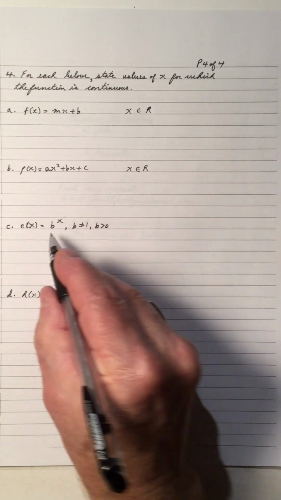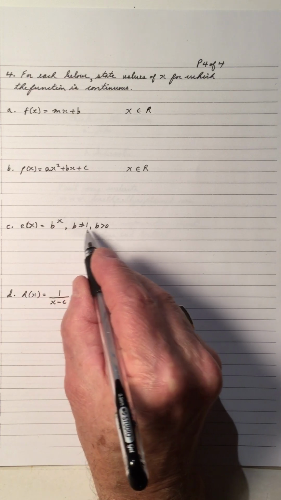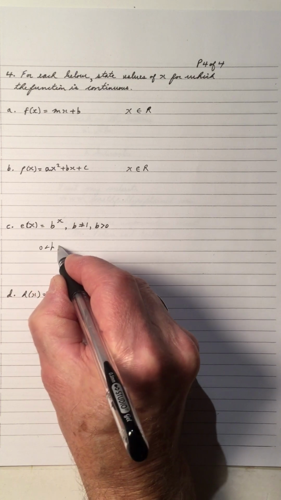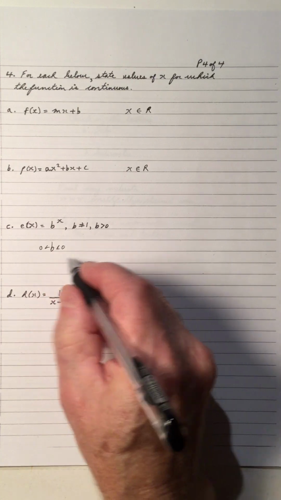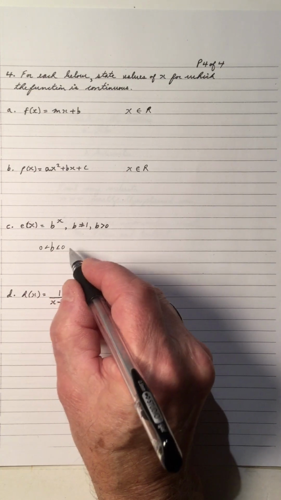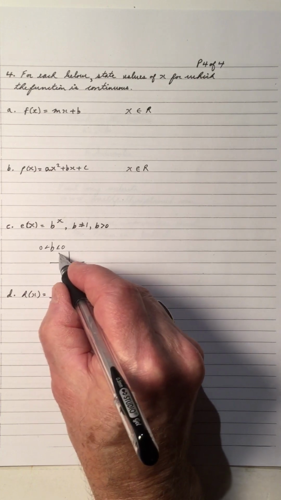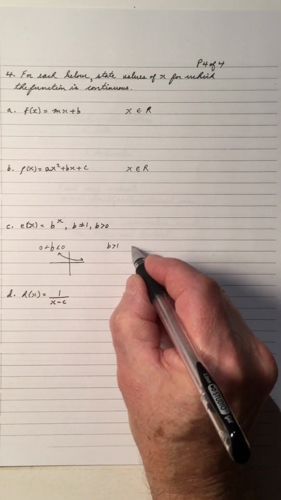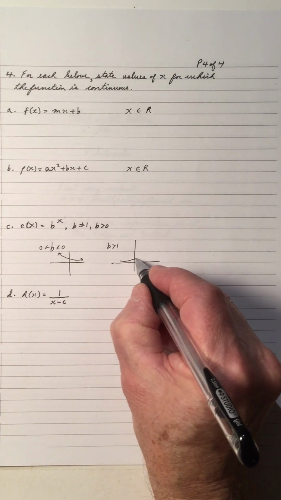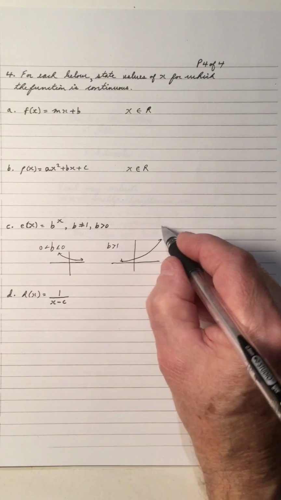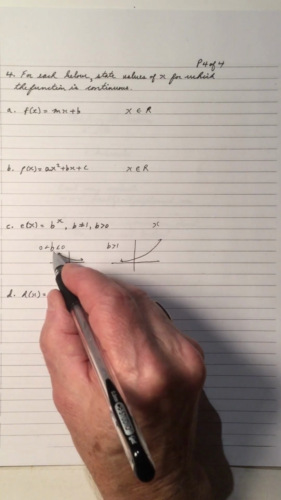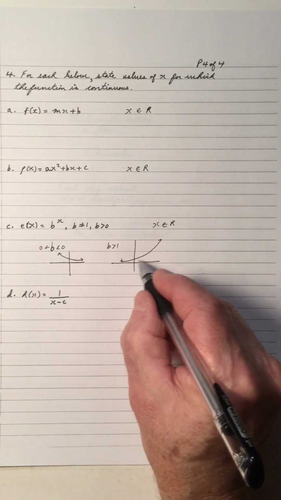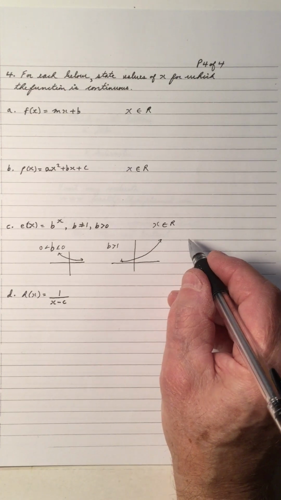all values of x. This is an exponential, and the base is not 1, the base is greater than 0. So when the base is between 0 and 1, like a half, then we have a decay curve that's doing this. Or if the base is greater than 1, we have a growth curve, and a growth curve is doing this. So on any of these curves, the values of x are real numbers, and on the growth curve the values of x are the set of real numbers.